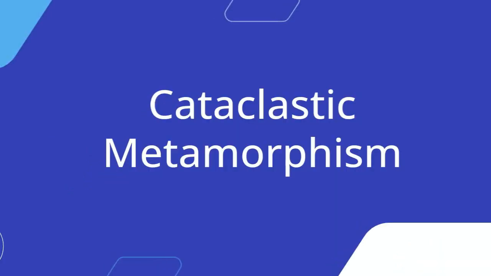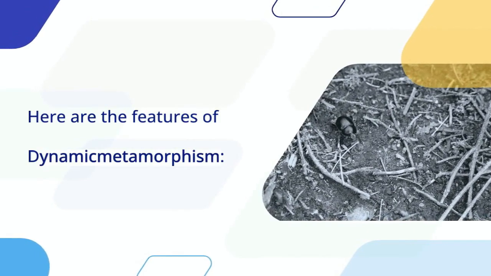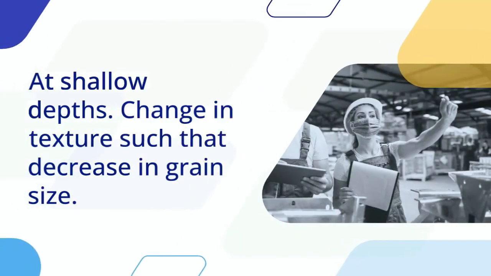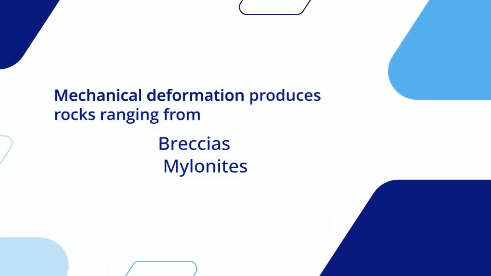3. Dynamic metamorphism, or cataclastic metamorphism. Here are the features of dynamic metamorphism. Occurs in zones of intense deformation such as fractures, faults, etc. at shallow depths. Change in texture such that there is a decrease in grain size. Mechanical deformation produces rocks ranging from breccias to mylonites.